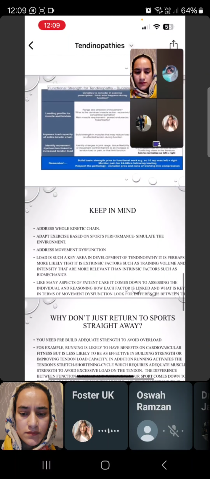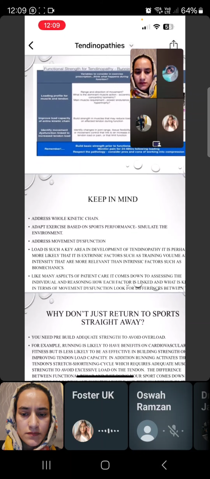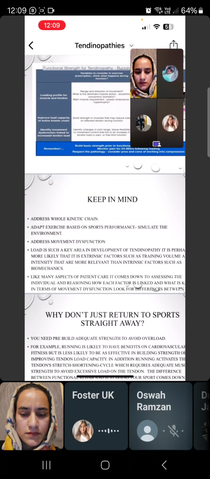Last point. Keep in mind that you address the full kinetic chain. Adapt your exercise based on sports performance. Simulate the environment. Add more elements into it if they have to run. Add speed into it. For example, if we are talking about Achilles, if a patient is a runner, then start adding speed elements. So sudden going up, slowly coming down. Acceleration, deceleration, because they have to jump. So one leg has to accelerate, initiate that jump, and then the other has to decelerate. So practice it as an exercise.